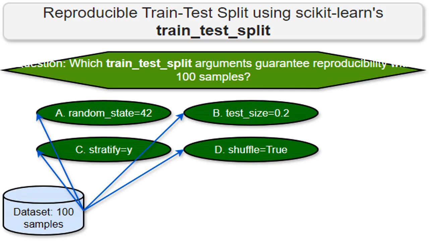This question asks which scikit-learn train_test_split function arguments ensure you get the same data split every time you run your code. I'm looking for the arguments that eliminate randomness in the splitting process.